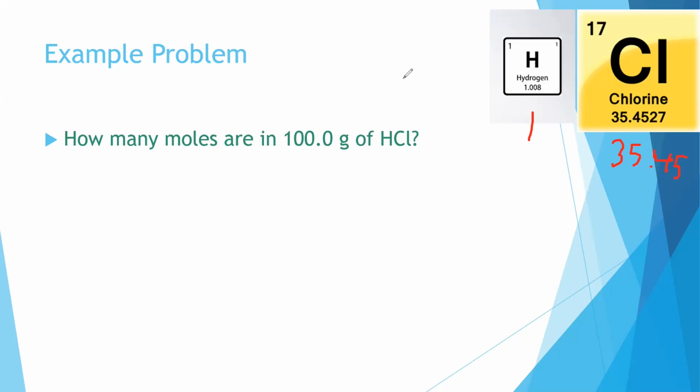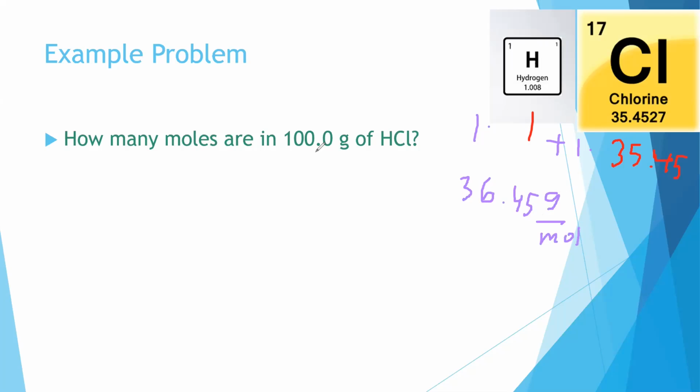Okay, I'll get started with the solution. So the first thing we need to do is find the molar mass. So it's 1 for hydrogen and 35.45. There's 1 hydrogen atom and there's 1 chlorine atom. So the molar mass is 36.45 grams per mole.